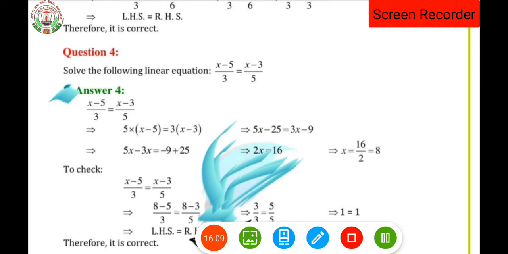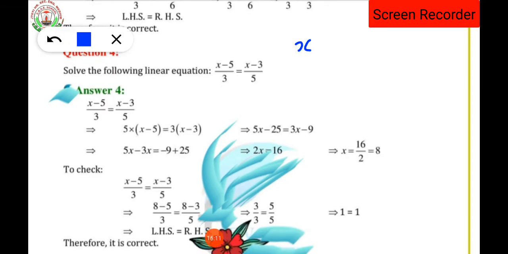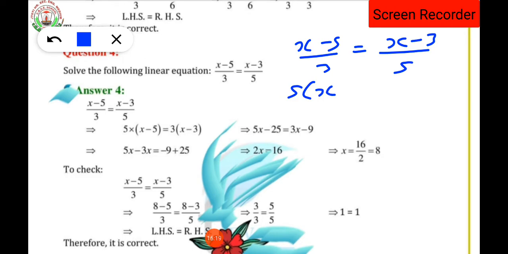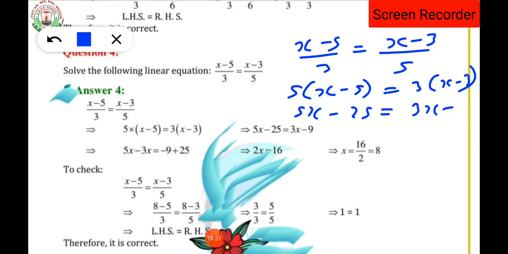So what are we having here? x minus 5 upon 3 is equals to x minus 3 upon 5. So here it will be cross multiplied. So 5 will be multiplied with x minus 5 and 3 will be multiplied with x minus 3. So 5 will be multiplied with both the terms inside the bracket and become 5x minus 25, and 3 will be multiplied with both the terms inside the bracket and become 3x minus 9.